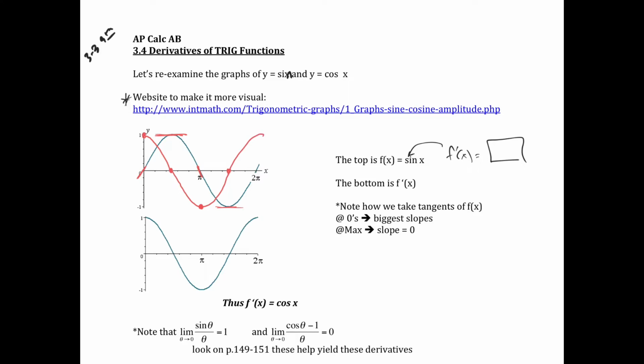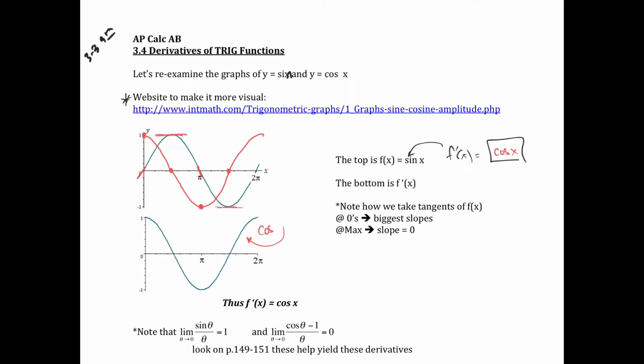Well, look what you just did. This is a cosine graph right here. So you graphed the derivative. The derivative of f of x is just cosine x. And guess what happens when you graph the derivative of the cosine? You're not going to get sine x.